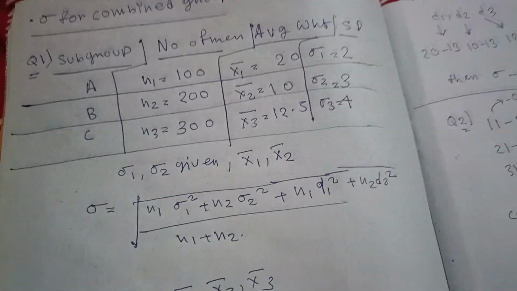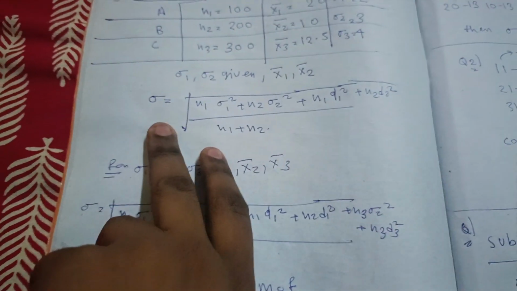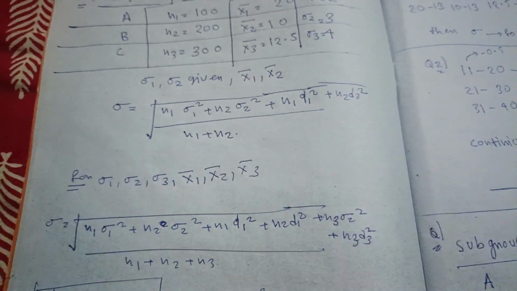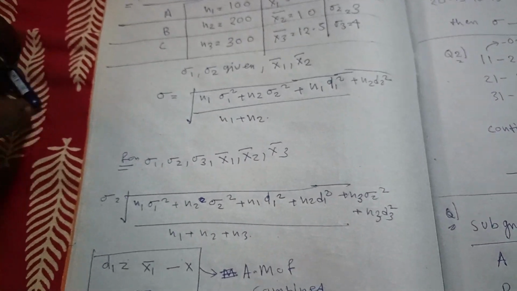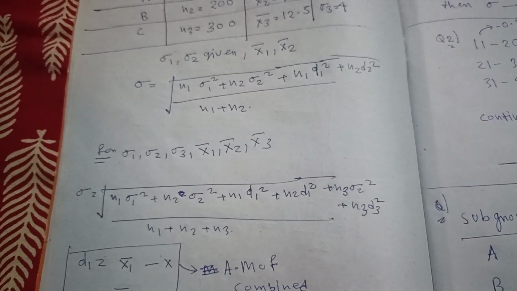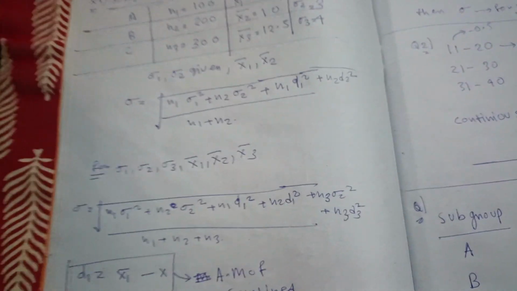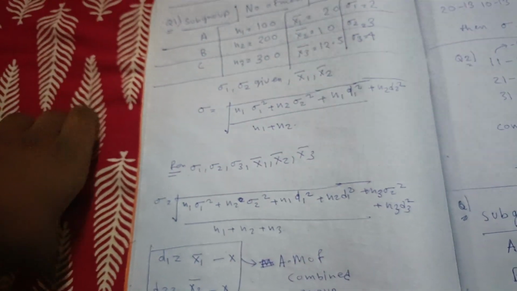So here comes the solution, the SD for the combined groups, with the same A, B, C. First, see the formula. Sigma equals, as we know, sigma denotes the SD of the whole combined group here. So sigma equals root over n1 sigma 1 square plus n2 sigma 2 square. Here we are considering there are only 2 sigmas, that is, 2 SDs and 2 averages are given.